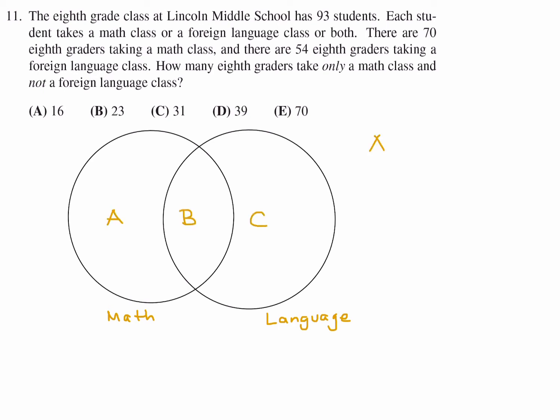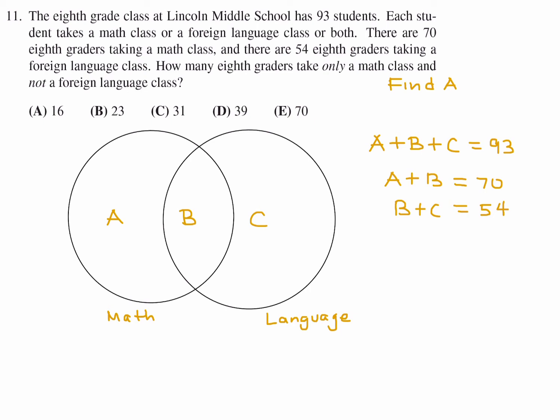So based on the question, A plus B plus C, the total, is 93. And then A plus B, the students that take math, they are saying is 70. And B plus C, the students that take a language, is 54. So the question essentially is asking me to find A, which is how many 8th graders take only math.